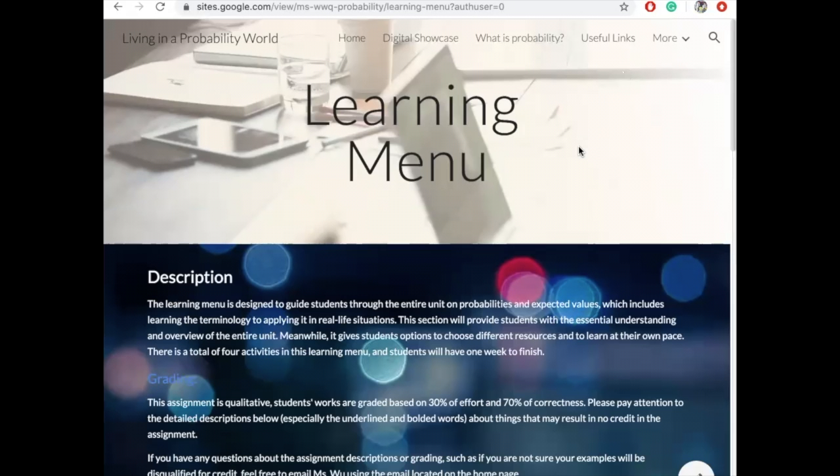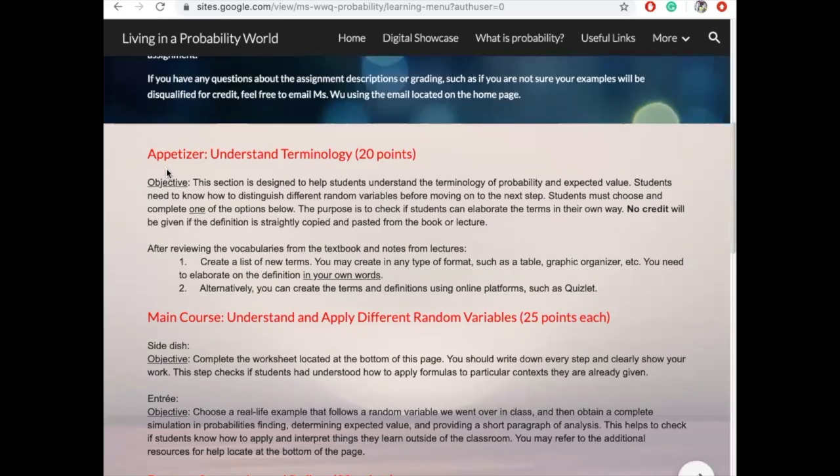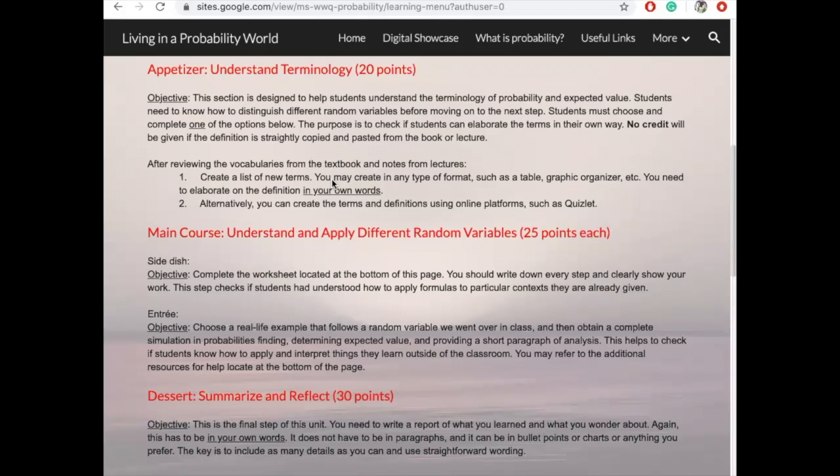Lastly, I have learning menu. I broke this down into a meal for you guys, and the appetizer we're going to start with is understanding the terminology. Instead of doing a quiz and matching terms on Quizlet, you're going to elaborate on the definition. Make sure it has to be in your own words. Alternatively, you can also do this by using technology, which is create your own Quizlet. And this could be in any type of format. It doesn't have to be in complete sentences. It could be in a table, graphic organizers, bullet points, and etc.